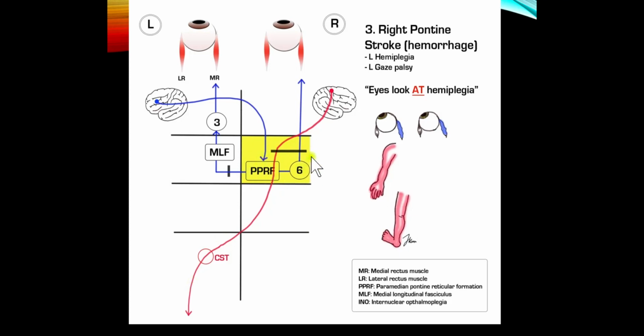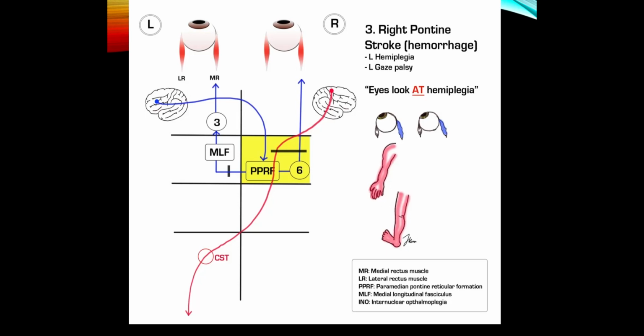Okay, and to answer that, just ask yourself, what does the right pons normally want to do? Well, the sixth nerve wants to supply the lateral rectus to abduct the right eye. The PPRF wants to stimulate via the MLF and the third nerve nucleus, the medial rectus to look to the right. Okay, so you lose all that stimulation for the eyes to look to the right, so they get driven to the left. Okay, the patient has left-sided weakness, the eyes get driven to the left, so with the lesion in the pons, the eyes look at the hemiplegia.